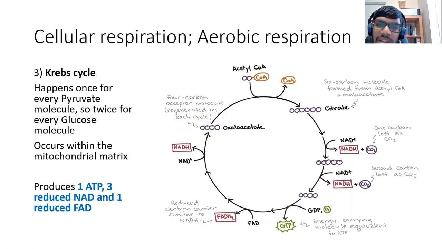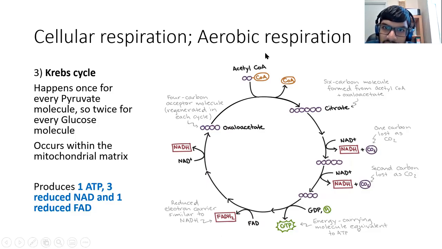Okay, cellular respiration. Sorry, the next process, the Krebs cycle, number 3. This happens once for every pyruvate molecule, so twice for every glucose molecule, because 1 glucose forms 2 pyruvate. This occurs within the matrix, as with the link reaction, and produces 1 ATP, 3 reduced NAD, and 1 reduced FAD. NAD and FAD are the coenzymes used to regulate all these multi-step reactions in aerobic respiration.